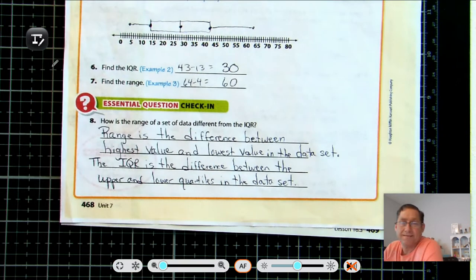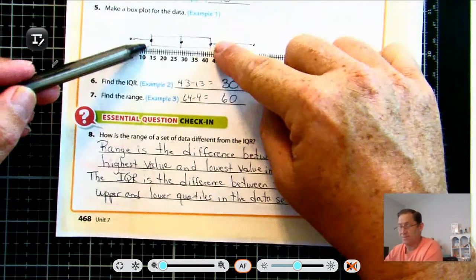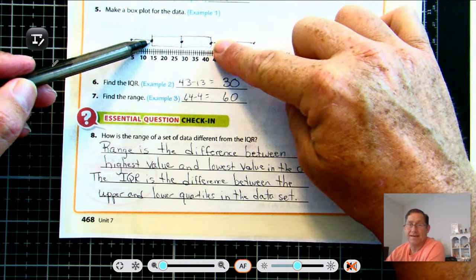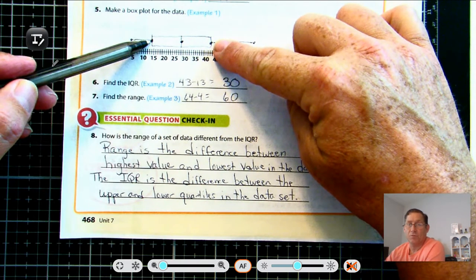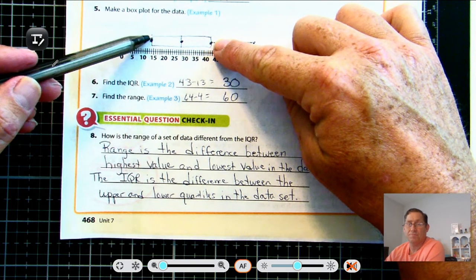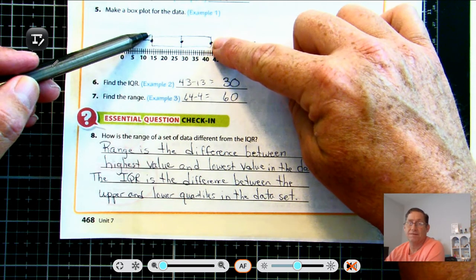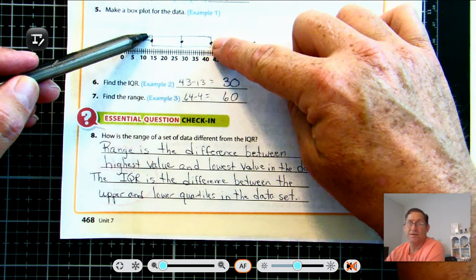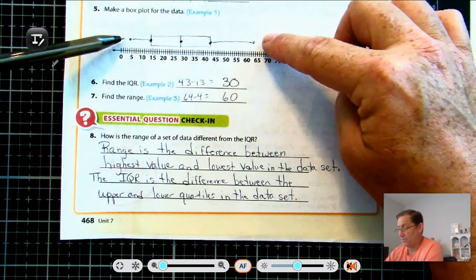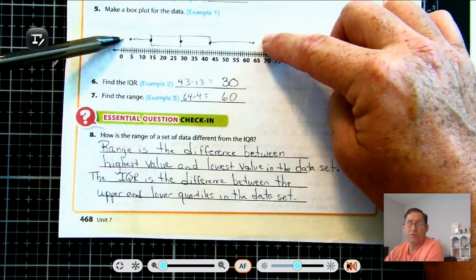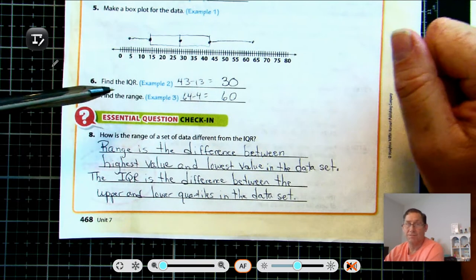So remember that the interquartile range makes up the middle 50% of the data. So we're basically finding the range of the middle 50% of the values. When we find the range of the whole data set, we're including 100% of the numbers.